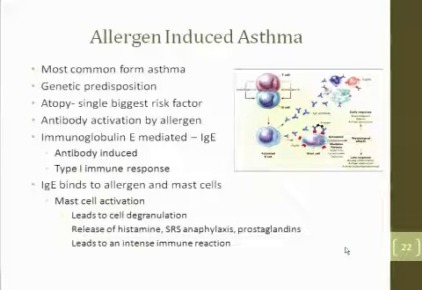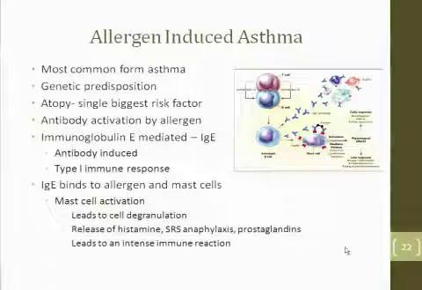You have the allergy-induced asthma. It's the most common form of asthma. It, of course, has some degree of genetic predisposition. Some people have what's called atopy, which is the single biggest risk factor. When you look at the way they react to things, when you scratch their skin, you'll see that their skin will form red lines. That's a way of describing that the person has atopy. It's an antibody activation by allergens. And usually asthma is an immunoglobulin IgE-mediated event. So you're looking at a type 1 immune response. So it can be pretty quick and rapid.